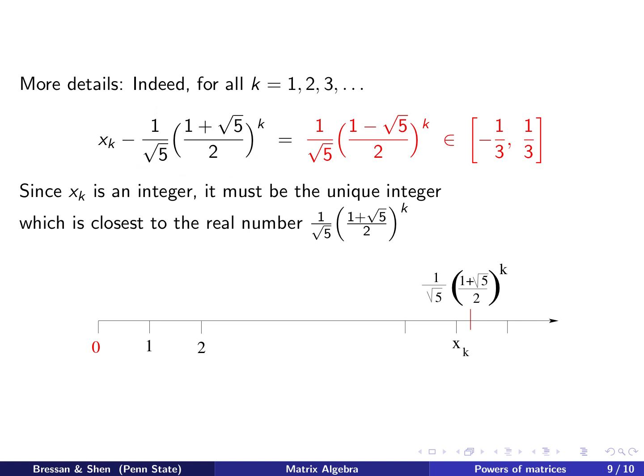We can see it on the graph. So 0, 1, 2, you start from there, and then for some k, xk is here. And then you compute this expression and you find it lies here. So this one will not lie right in the middle between xk and xk plus 1, because it's less than 1/3 in absolute value. So then the closest integer to it must be the Fibonacci number in the sequence.